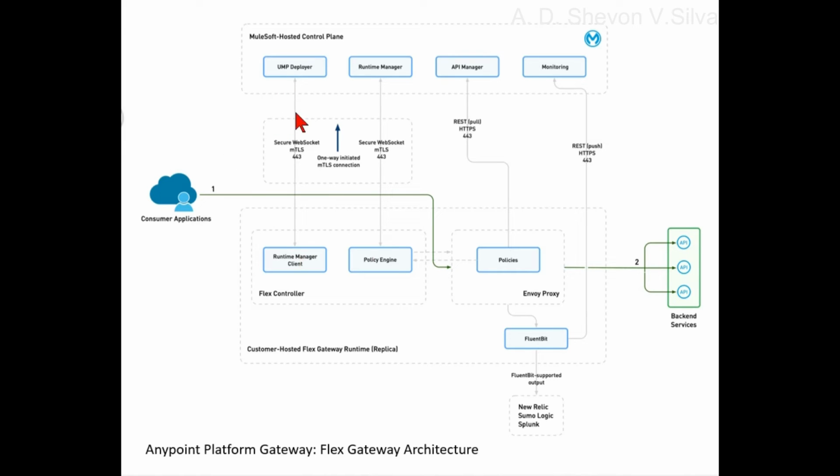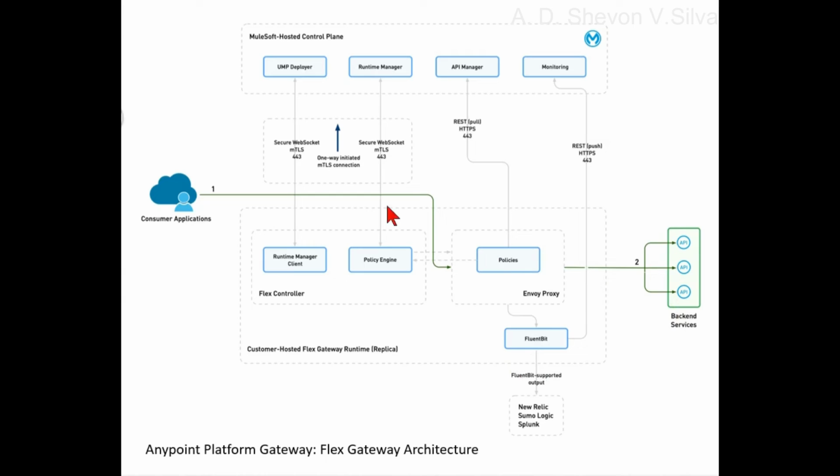Here you can see the UMP deployer, runtime manager, API manager, and monitoring are in the MuleSoft hosted control plane. Runtime manager client and policy engine are in the Flex controller, and policies are in the Envoy proxy. Flex controller, Envoy proxy, and Fluent Bit are in the cluster hosted Flex Gateway runtime replica.